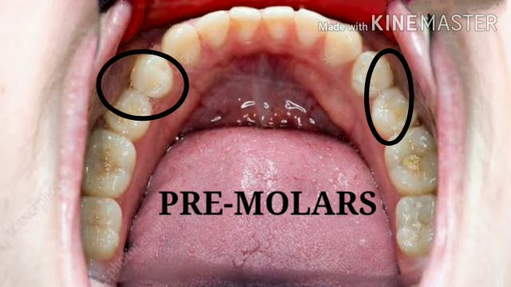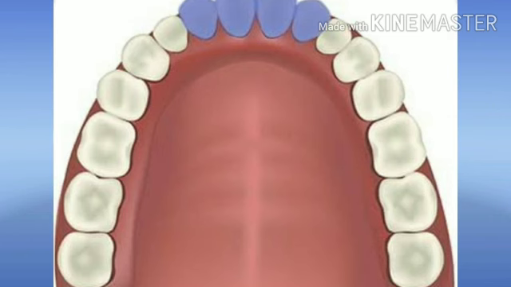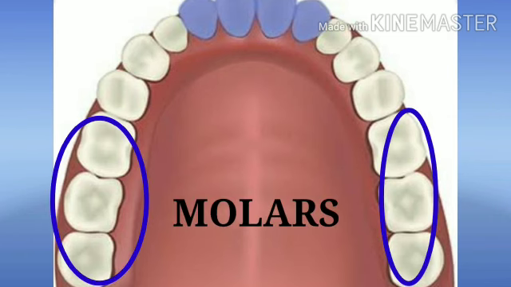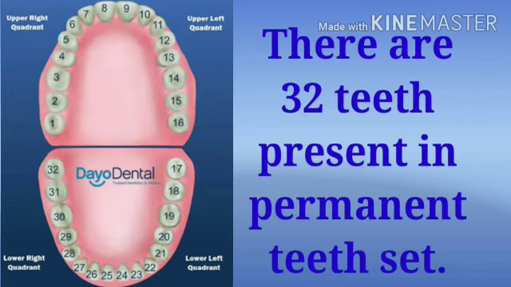Next to canines are 2 premolars on each side of a jaw. There are total 8 premolars. Premolars help in chewing the food. Next to premolars are 3 molars on both the sides of a jaw. There are total 12 molars present on both the jaws. Molars help in chewing the foods. So, in permanent teeth set, there are total 32 teeth present.